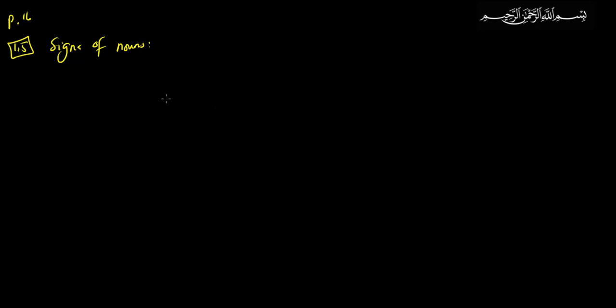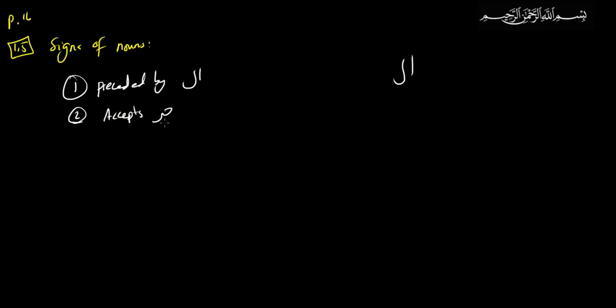So I have this little mnemonic here, and I'll just tell you how I remember it. First, you can recognize a noun because it's preceded by an al. So you just write al here, okay? And number two, it accepts jar. In other words, it has a kasra in it. So I'm going to put two kasras here. It accepts a kasra, okay?